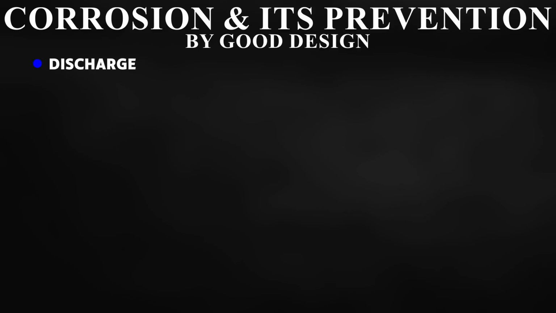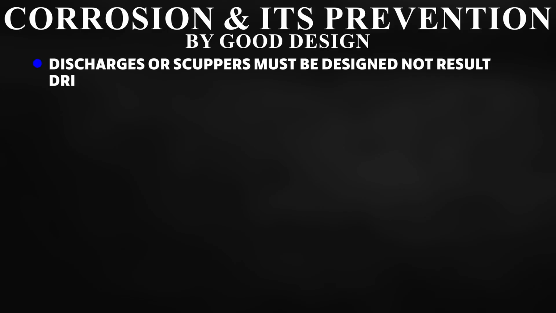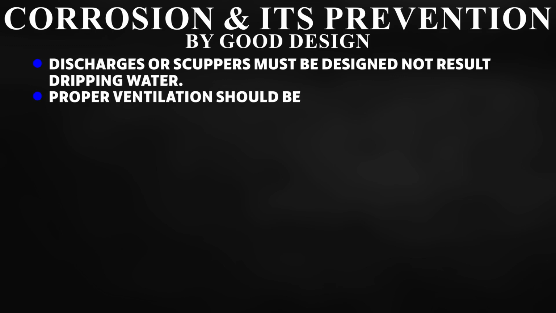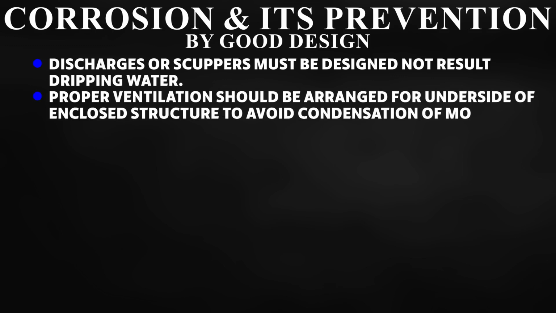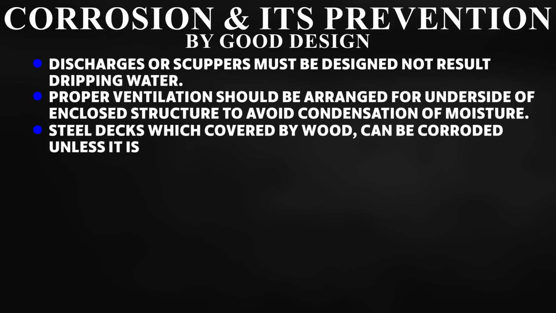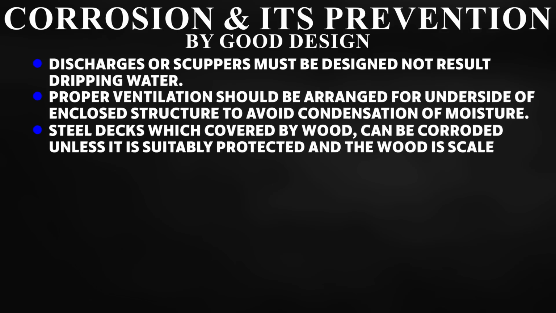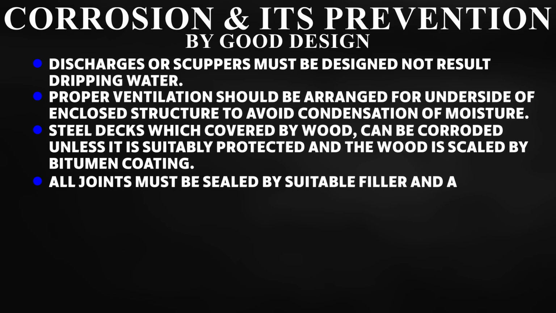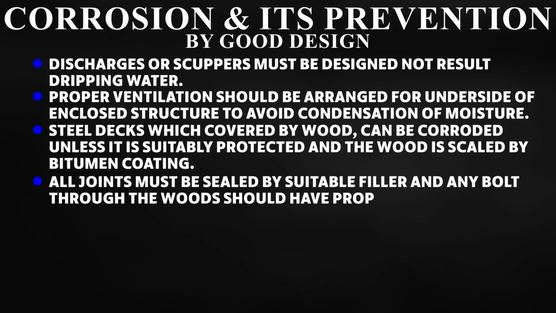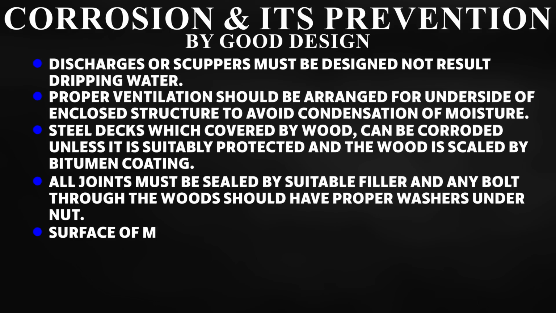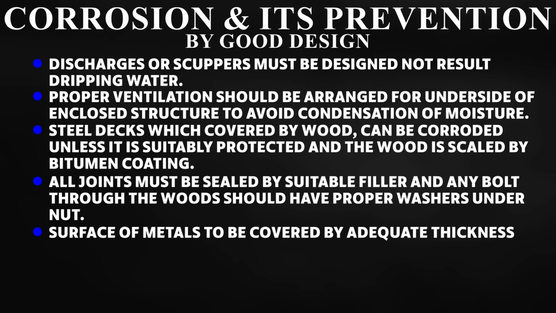Corrosion and its prevention by good design. Discharges or scuppers must be designed not to result in dripping water. Proper ventilation should be arranged for the underside of enclosed structures to avoid condensation of moisture. Steel decks covered by wood can be corroded unless suitably protected and the wood is sealed by bitumen coating. All joints must be sealed by suitable filler, and any bolt through the wood should have proper washers under the nut. Surfaces of metals to be covered by adequate thickness of paint.